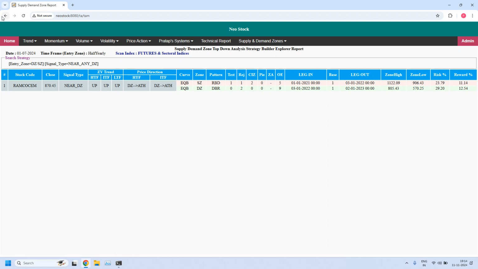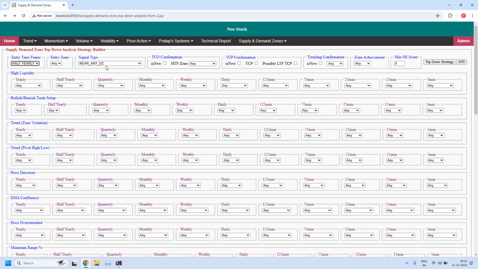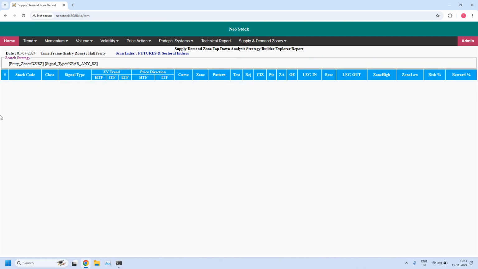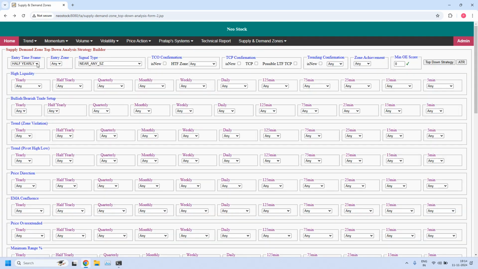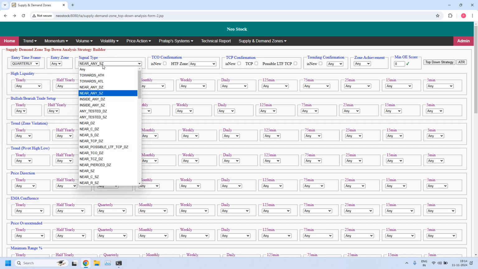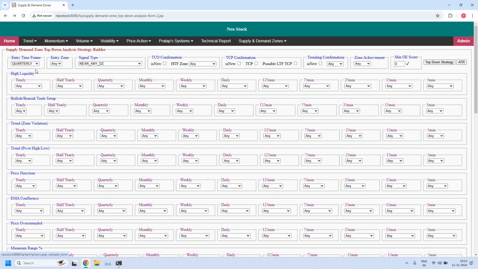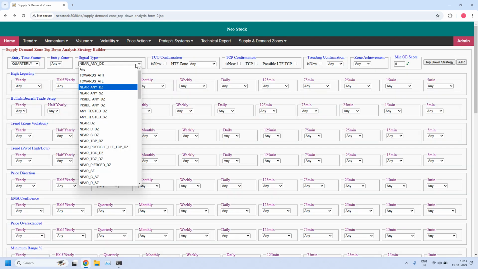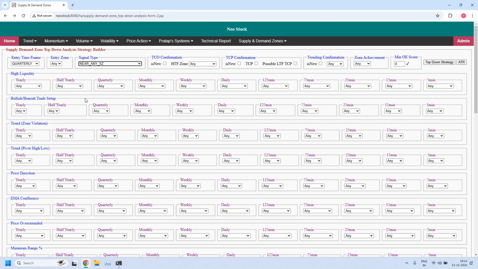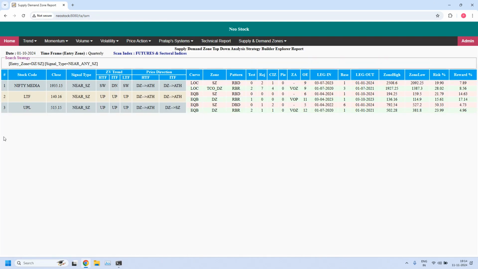Okay, next for half yearly time frame, let's find the stocks near half yearly supply zone. No stocks are available. Next time frame is quarterly. Let's find the stocks near quarterly demand zone. 5 stocks are filtered. Next quarterly time frame, let's find the stocks near quarterly supply zone. 3 stocks are filtered.